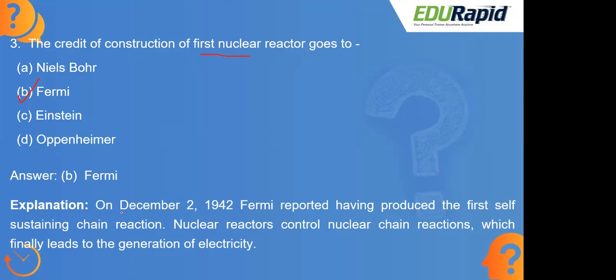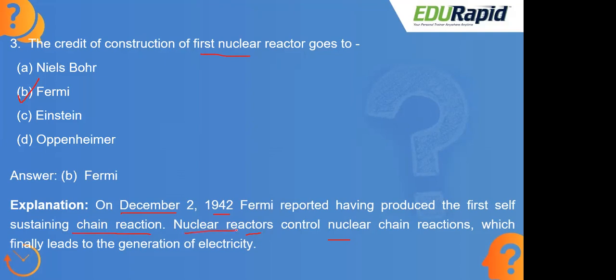Clear? So on December 2nd, 1942, Fermi reported having produced the first self-sustaining nuclear chain reaction. The nuclear reactor that he had designed can carry out the nuclear chain reaction, and the nuclear reactor controls the nuclear chain reaction.